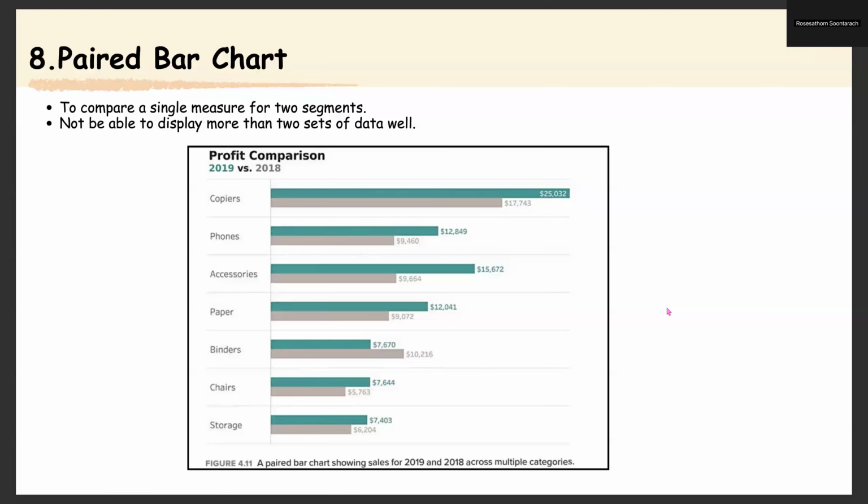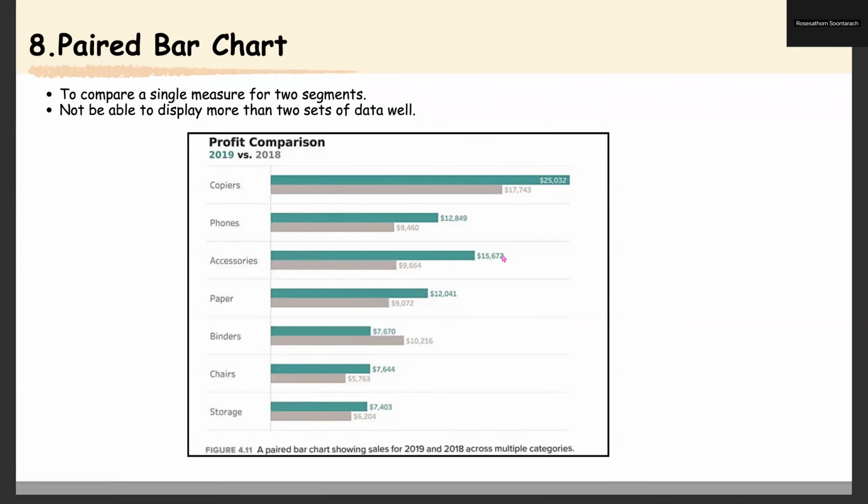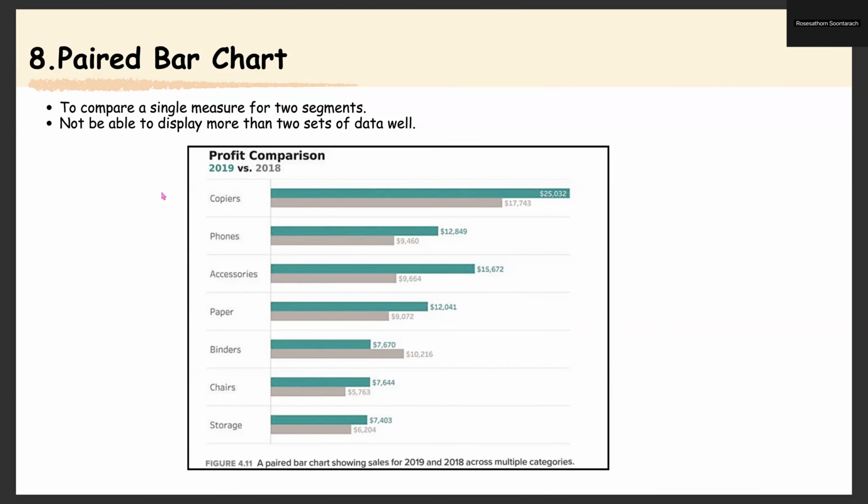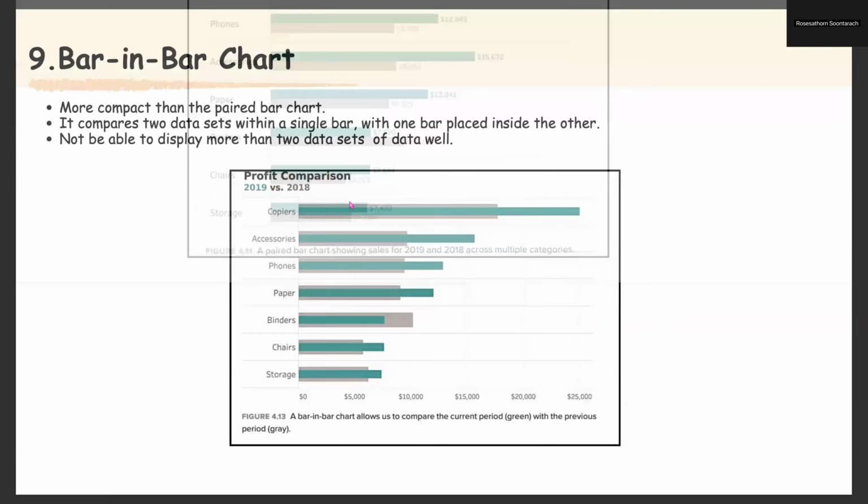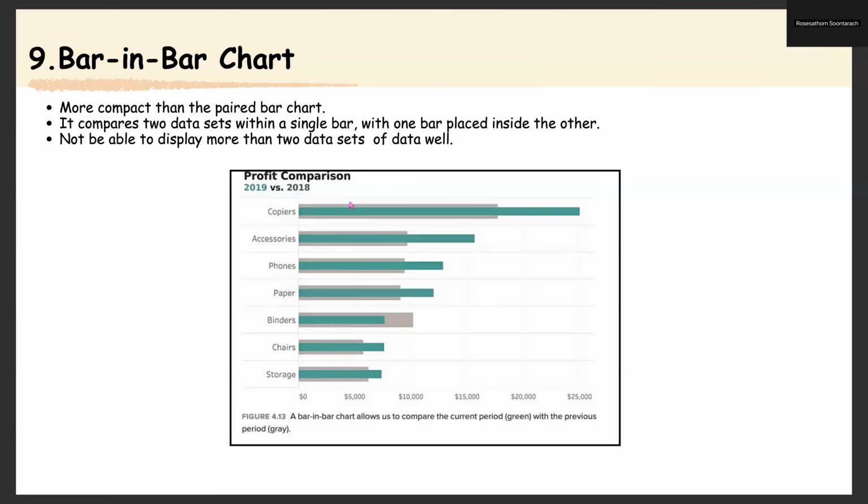And next, pair bar chart. This can be used to compare a single measure for two segments, but it's not able to display more than two sets of data very well, like this. For the bar-in-bar chart, this is more compact than the pair bar chart. It compares two data sets within a single bar, with one bar placed inside the other, and this is still not able to display more than two data sets.